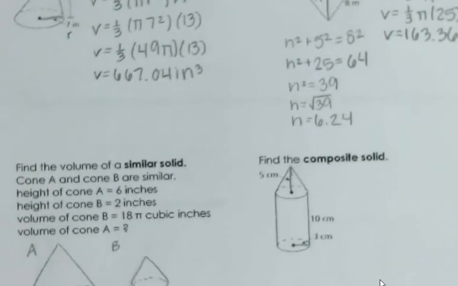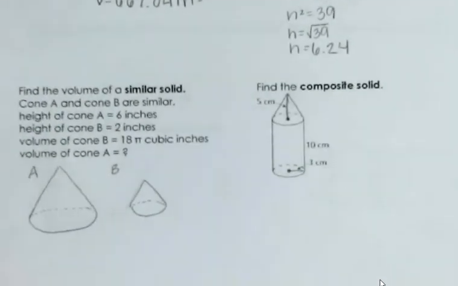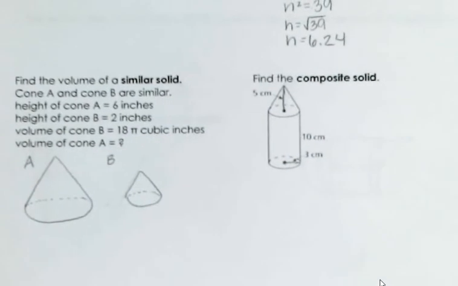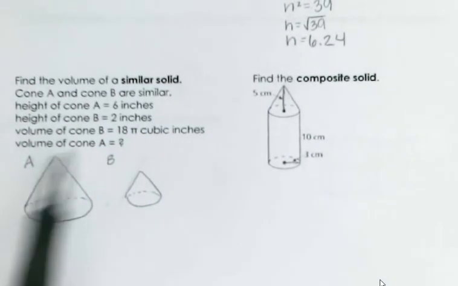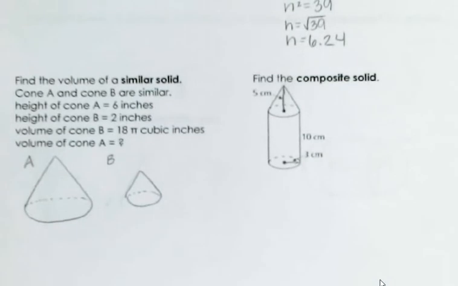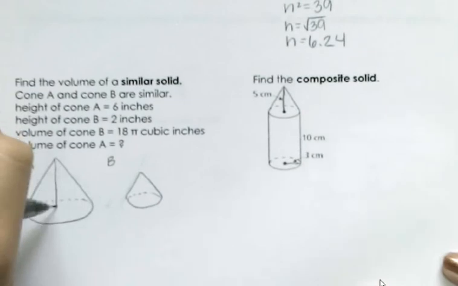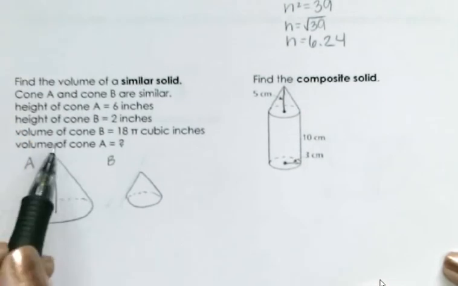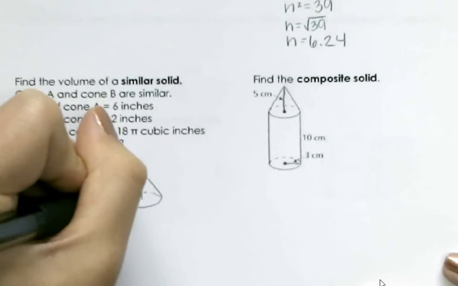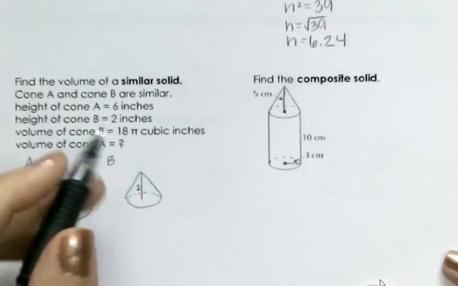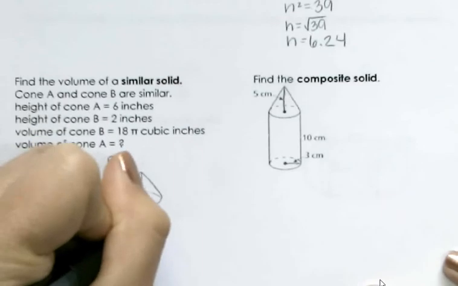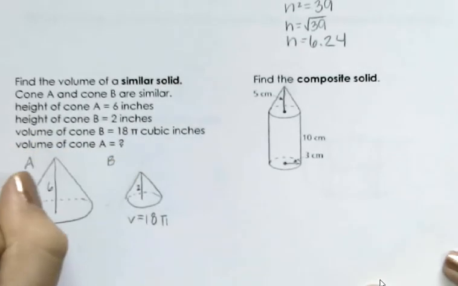Alright, going on to our next two examples, our last two examples. So here we're given two similar solids. And so there's a couple of different ways you can do it again, either conceptually or you could use an equation for it. We'll do both ways. But I've drawn my two cones, and then we just want to go through and label it real quick. It says height of cone A is 6, height of cone B is 2, volume of cone B is 18 pi, and we want to know what's the volume of cone A.